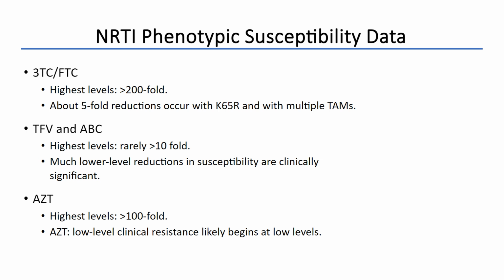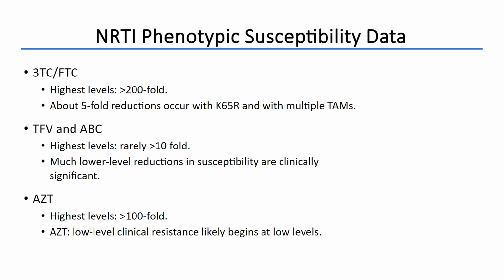The range and possible reductions in NRTI susceptibility and their clinical significance depends on the specific NRTI. Greater than 200-fold reductions in 3TC and FTC susceptibility occur with M184V/I. Much lower reductions in 3TC and FTC susceptibility of uncertain clinical significance occur with K65R and viruses containing multiple TAMs.